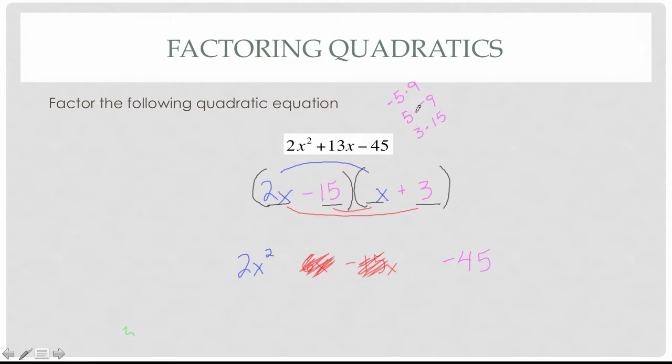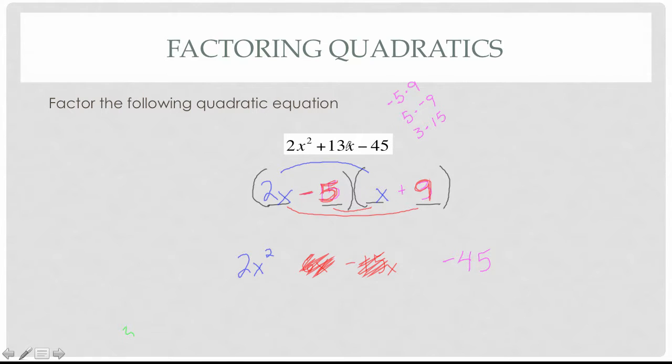So let's now try 5 and 9, some combinations of 5 and 9. I do know that if I have 2 times 9, that gives me 18, and 18 minus 5x is 13. So let's try that. So let's put a 9 here. I'm going to make it positive 9. And let's put a negative 5 right here. And now let's check all that out. I know, again, 2x times x gives me 2x squared. That's fine. I know negative 5 times 9 is negative 45, so that works.